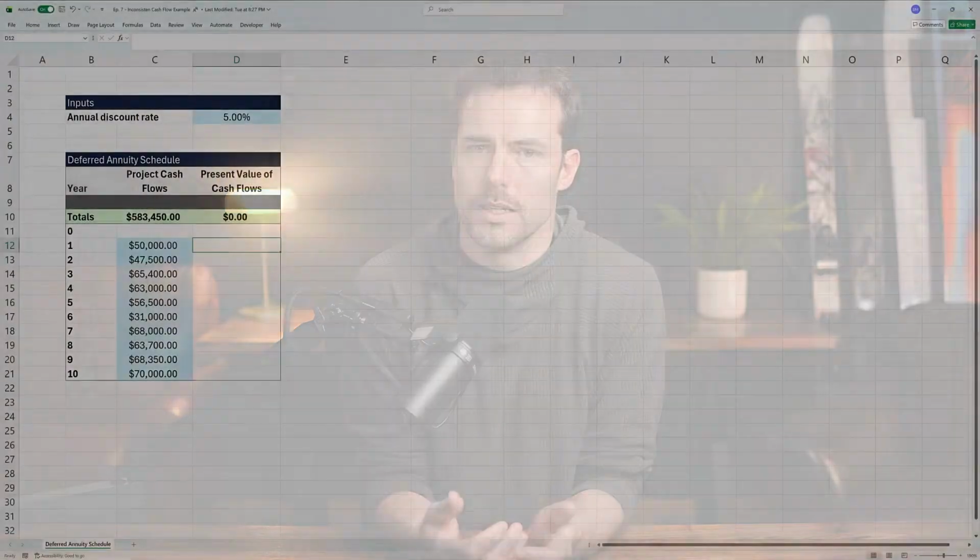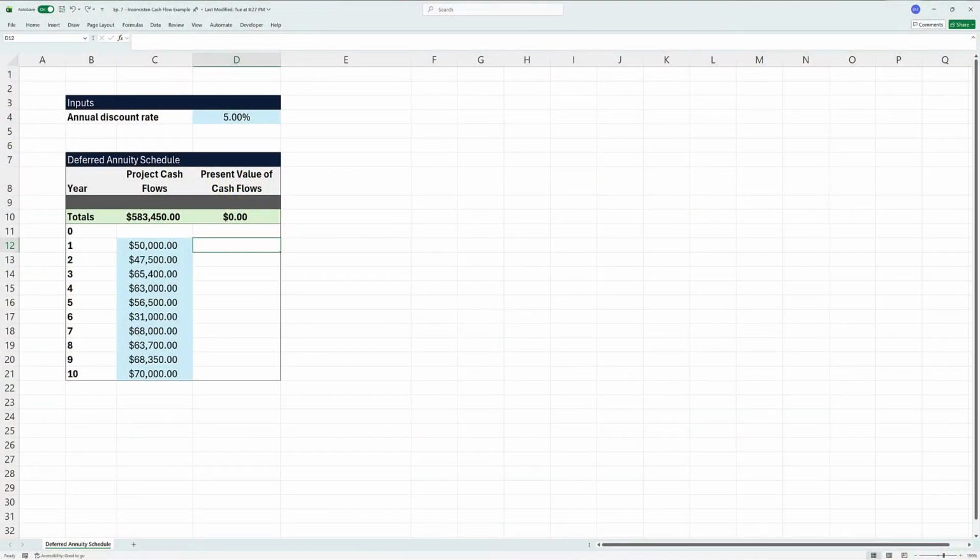Now we've already seen the technique needed to solve this. For an inconsistent stream of cash flows, the most practical approach is to use a spreadsheet and treat each cash flow as a separate single lump sum. So to calculate the present value, assuming a 5% annual return, we simply add a present value column and discount each year's cash flow individually.